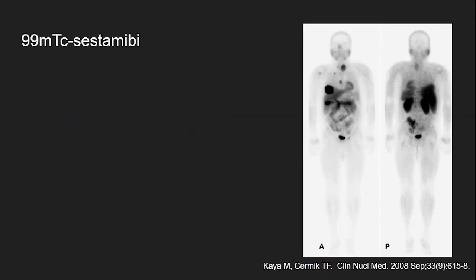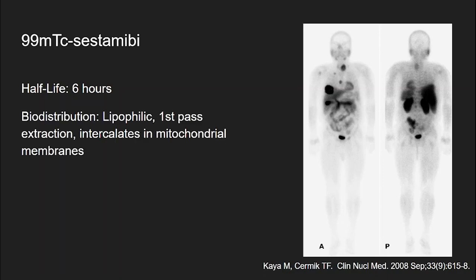The next radiotracer is 99m technetium sestamibi. Again, this radiotracer utilizes technetium, and so the half-life is 6 hours. It is a lipophilic molecule, meaning that it likes to enter areas that are nonpolar or lipid layers. So it is rapidly absorbed through first pass extraction across the blood-brain barrier. This then leads to prominent uptake in lipid layers, particularly intercalating in the mitochondrial membranes.